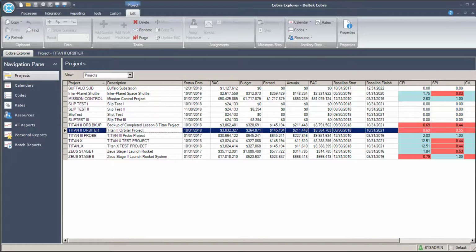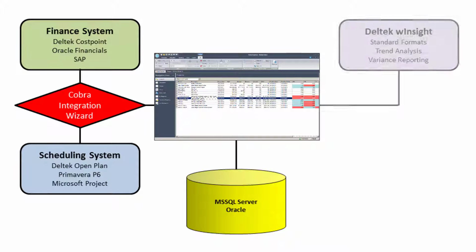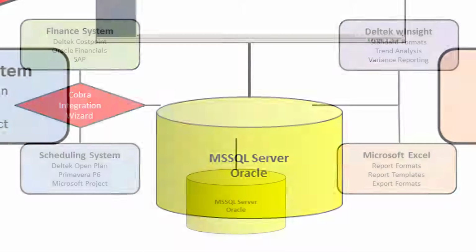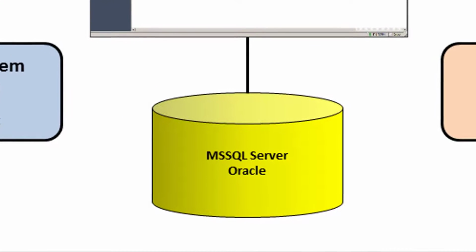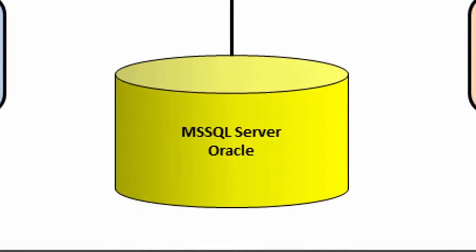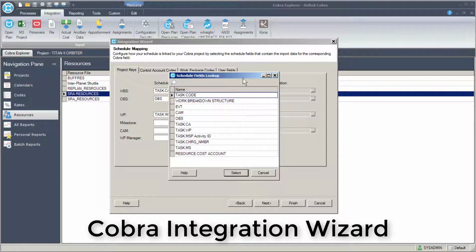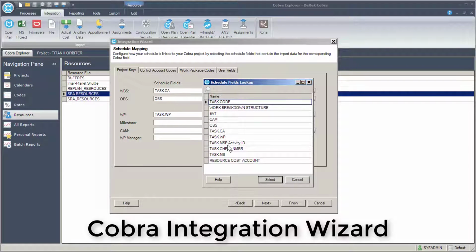You can think of Cobra as being at the center of your project scheduling, financial, and reporting systems. Cobra uses an Oracle or Microsoft SQL Server database as its main repository for all earned value projects. For integration with other systems, the powerful Cobra Integration Wizard is used.